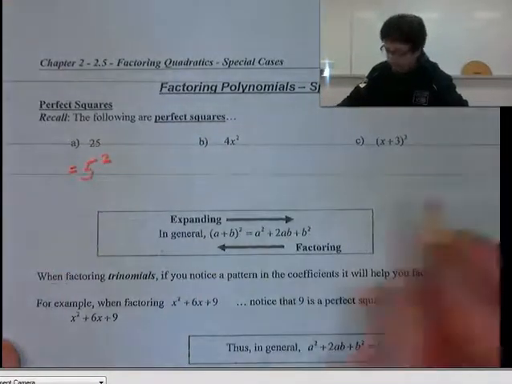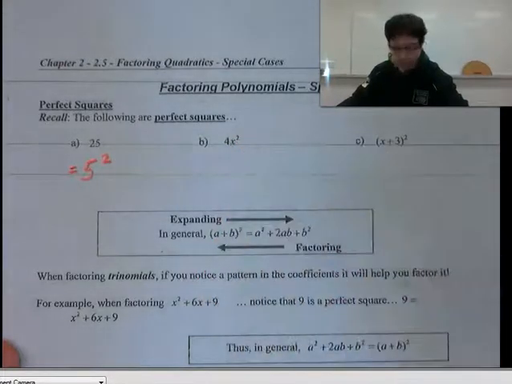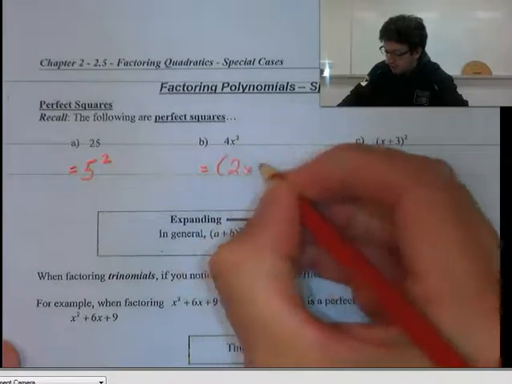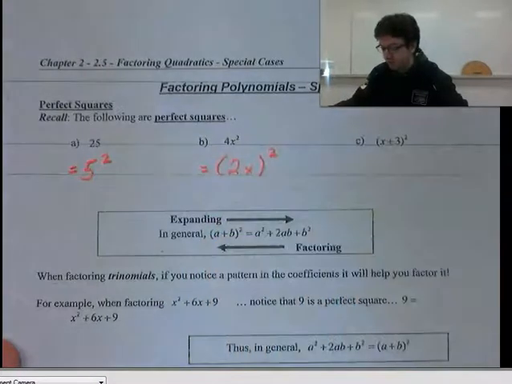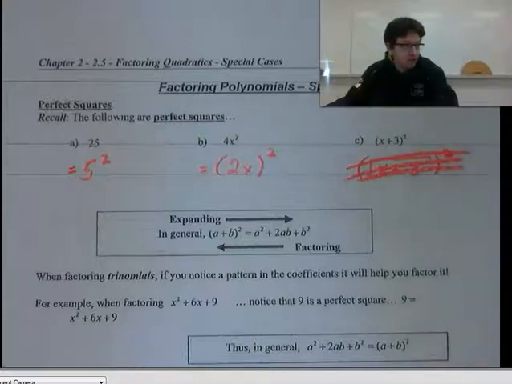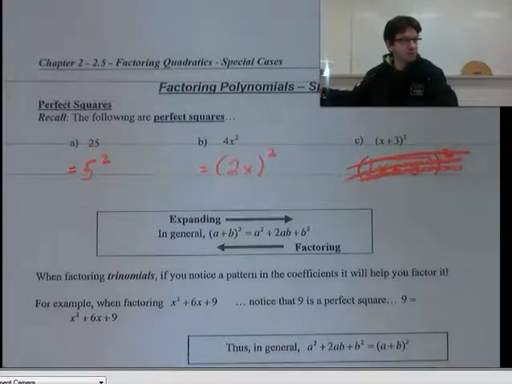Seems pretty perfect. 4x squared is also a perfect square, so I can write that as 2x all squared. For example, 2 is not a perfect square, because what would you write that as the square of? It would be 1.4 something something something squared, which would give you 2. So that's not a perfect square. Okay.